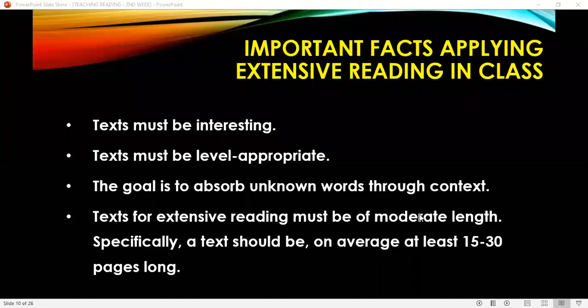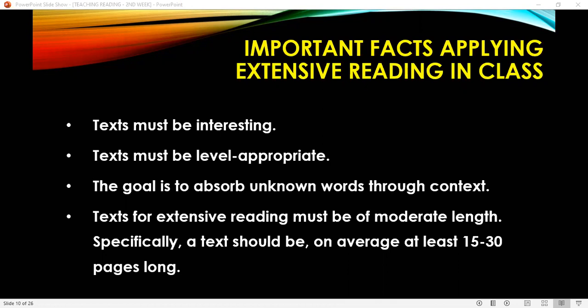So here, don't forget about the pages. This is like an advice. It's not exactly what you must do, yeah? 15 or 30 pages long is the appropriate average amount of pages for students to read.